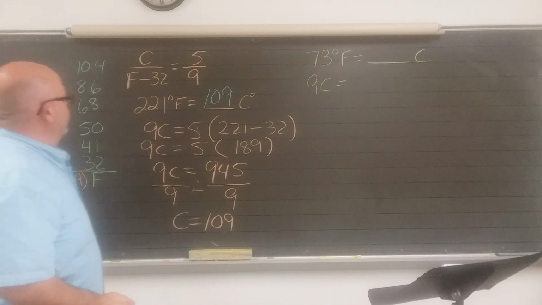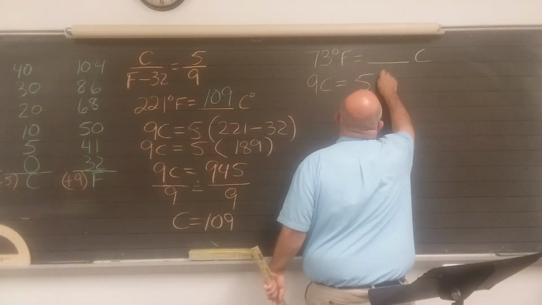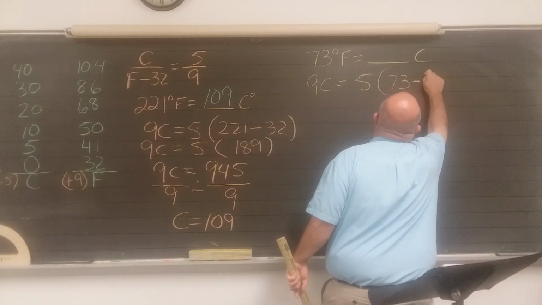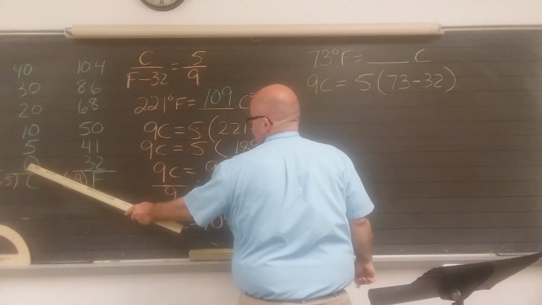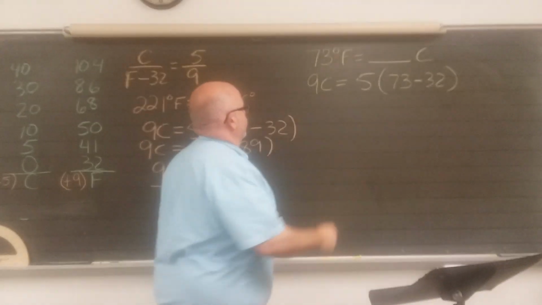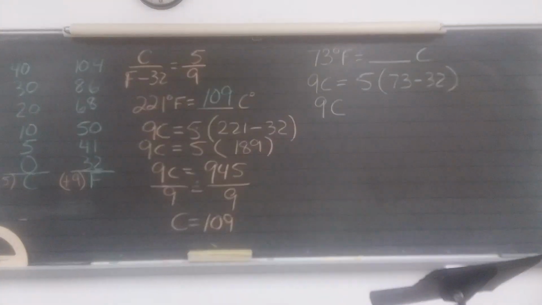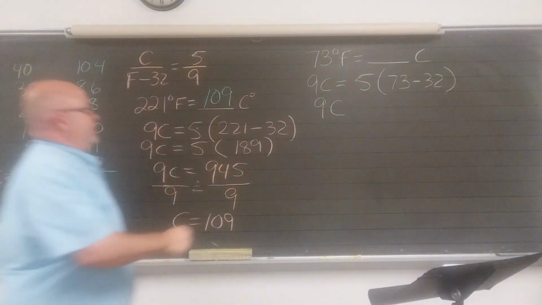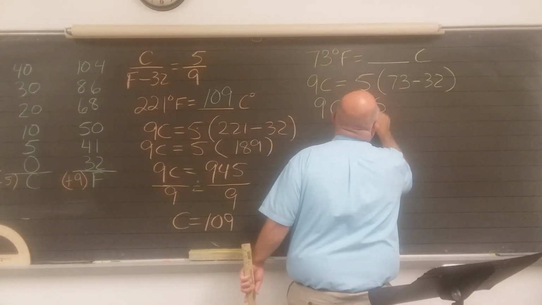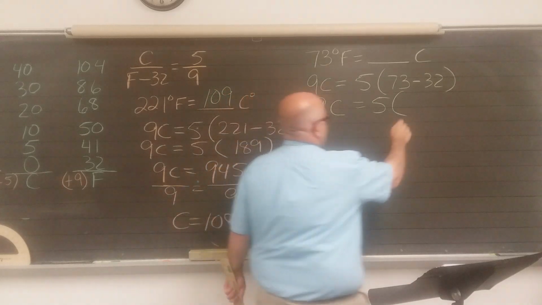So 73, 5 times 73 minus 32. It's always minus 32 because of this here. All right? Solve it. Let me make sure all of this is on the camera. I didn't have any of this left, so I tried to line it up. Oh yeah, we're in great shape. 9C equals, what is 73 minus 32? 41, all right?